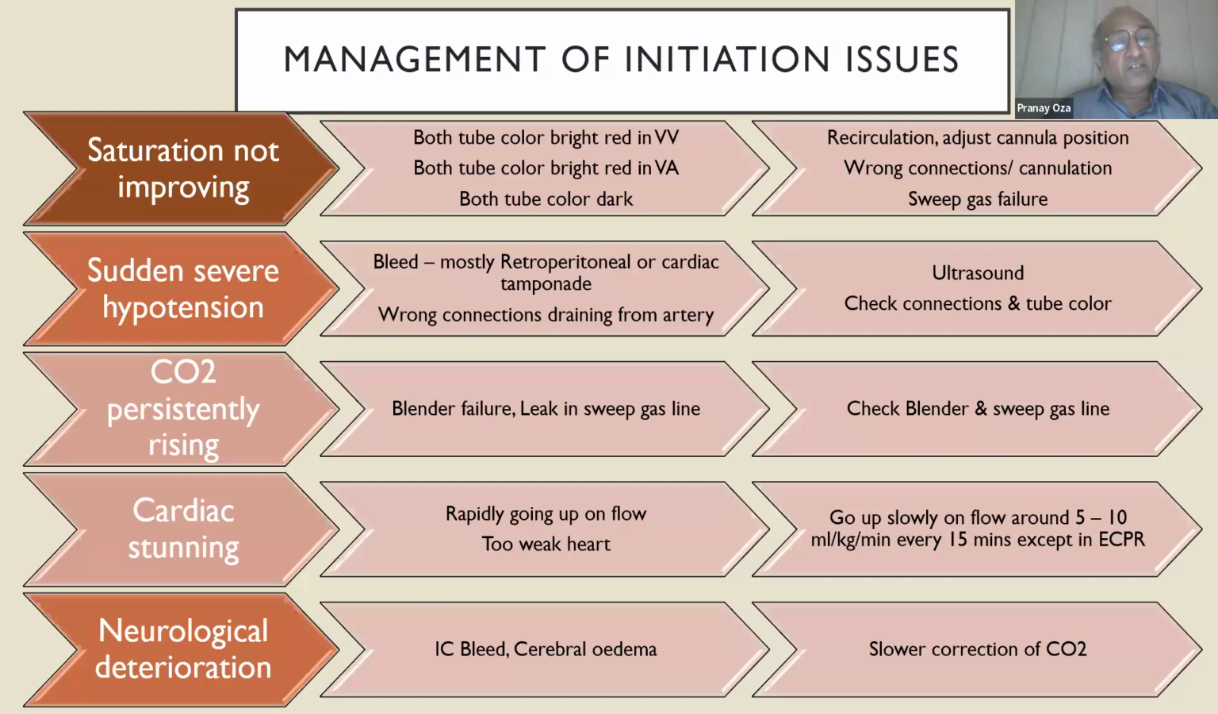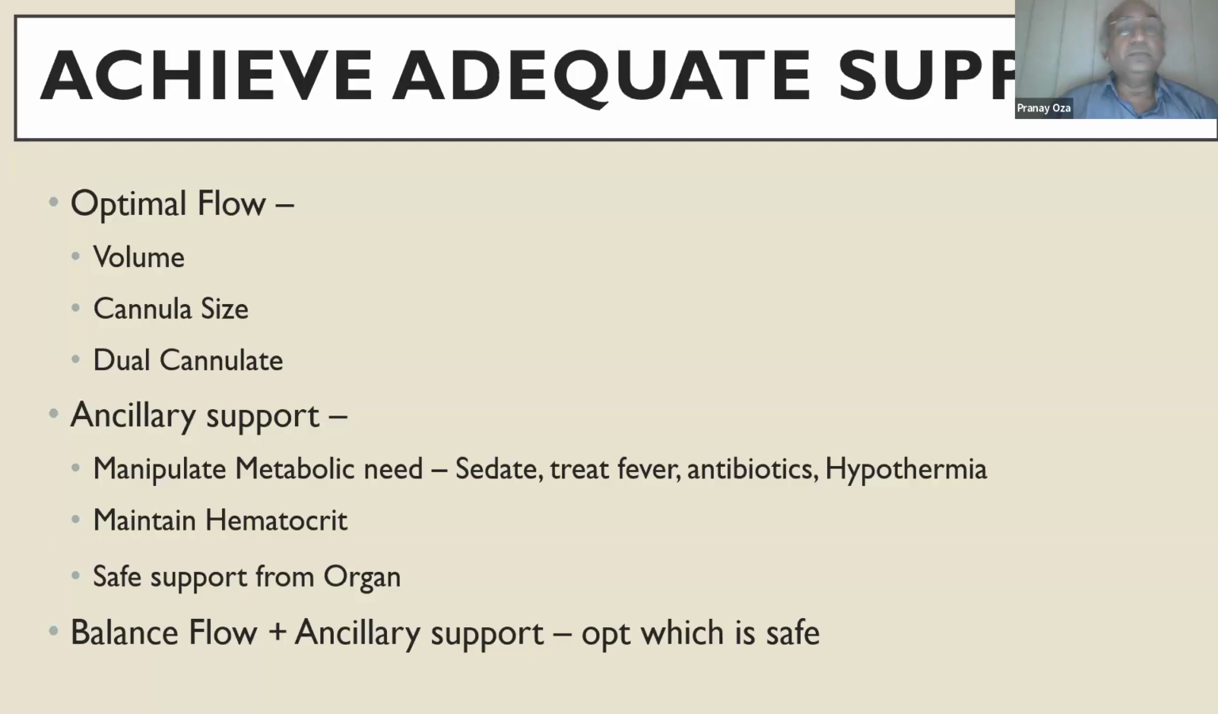There can be a cardiac stunning that can occur only if you go rapidly on the flow. So for that, you have to go slowly up on the flow so that you don't get the cardiac stunning. Okay. Or there can be a neurological deterioration. Patient can develop IC bleed or cerebral edema. And that is why I said prevent reperfusion injury. Go slow on saturation, go slow on CO2. Especially the CO2 correction should be done very, very slowly.